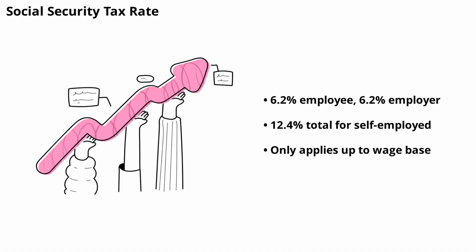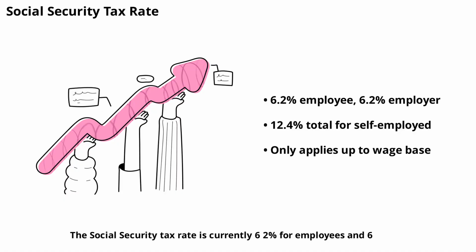The Social Security tax rate is currently 6.2% for employees and 6.2% for employers, totaling 12.4%. This rate applies only to income up to the wage base. If you're self-employed, you pay the full 12.4% yourself. Once your earnings exceed the wage base, you no longer pay Social Security tax on the additional income, but you still pay Medicare tax on all your earnings. Understanding these rates helps you see how much you'll contribute each year.